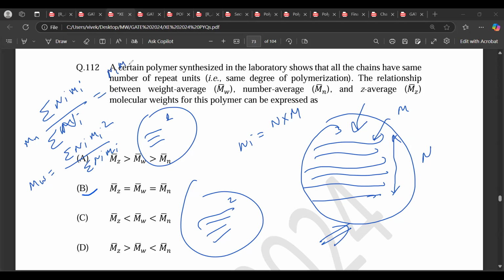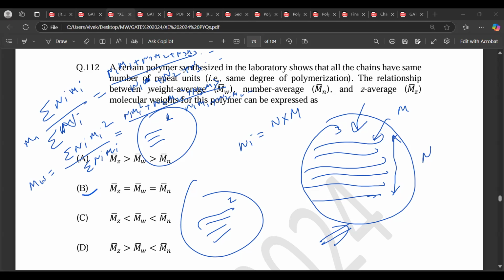This is going to be N1 M1 plus N2 M2 plus N3 M3, divided by N1 plus N2 plus N3, and so on, right? Similarly, for the weight average, it's N1 M1 square plus N2 M2 square plus N3 M3 square divided by N1 M1 plus N2 M2 and so on.